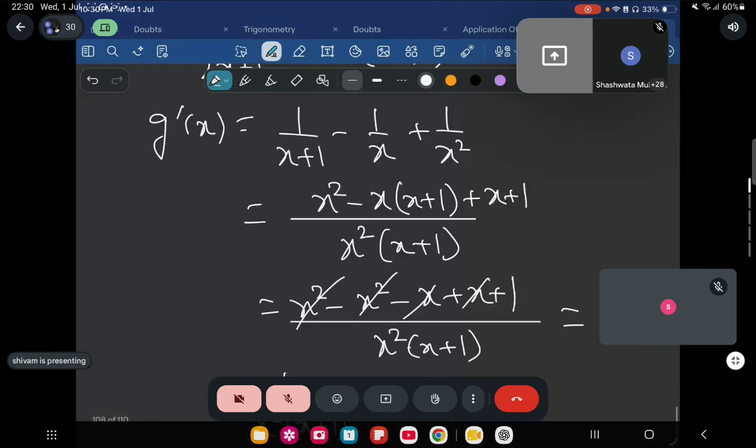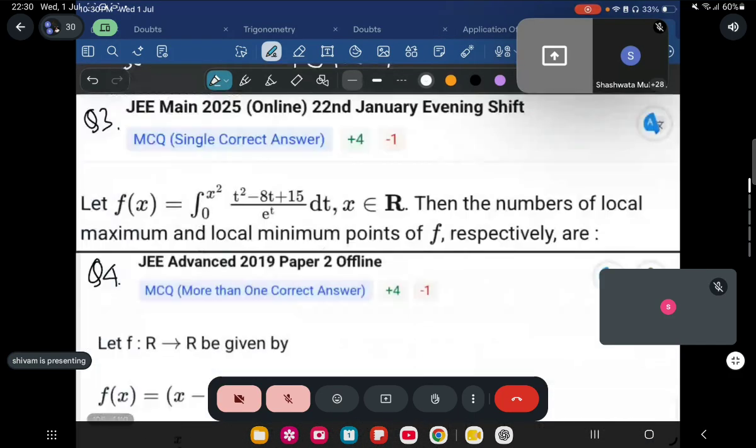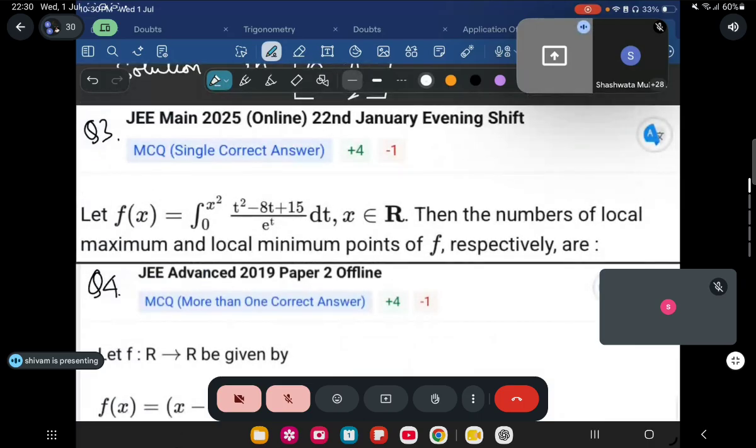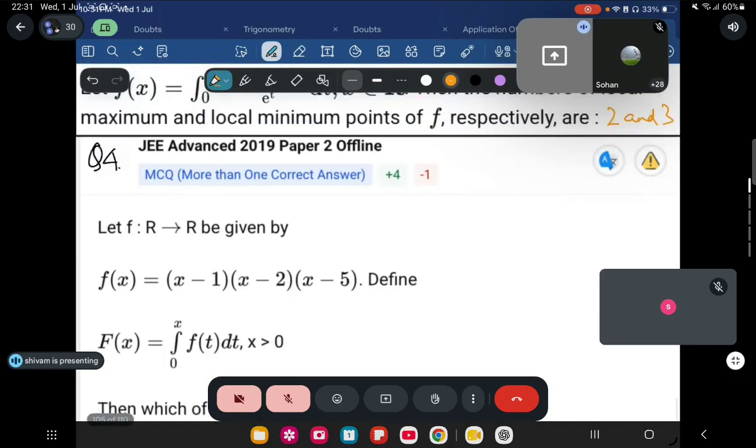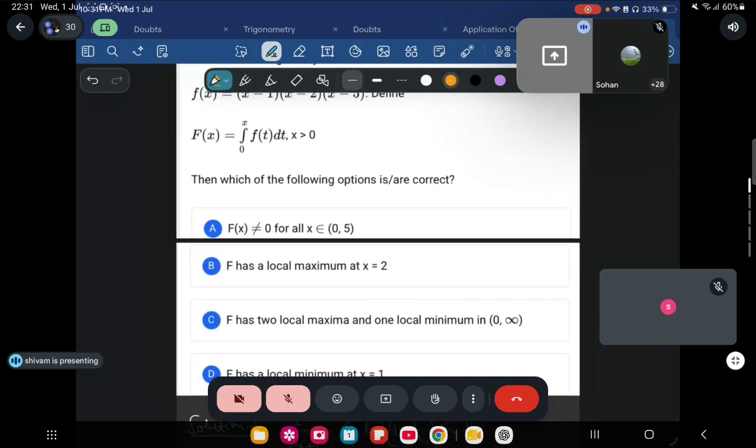Next. Question number 3. Anyone having any doubt? I think you people got 5 as the answer. Number of maximum, minimum: 2 and 3. How much will it be? 2 and 3. And this one came in advance. Number 4: ABC, ABD, I guess. Anyone having any doubt?